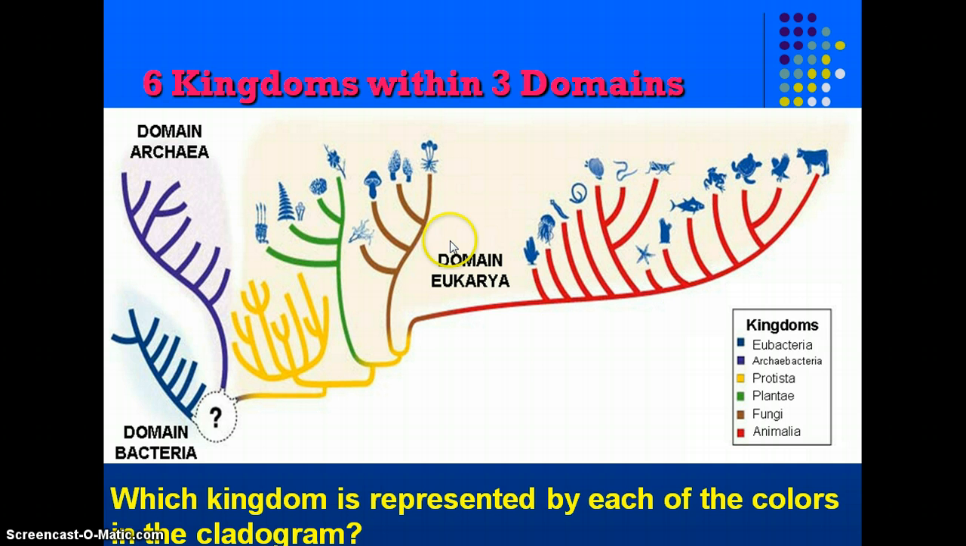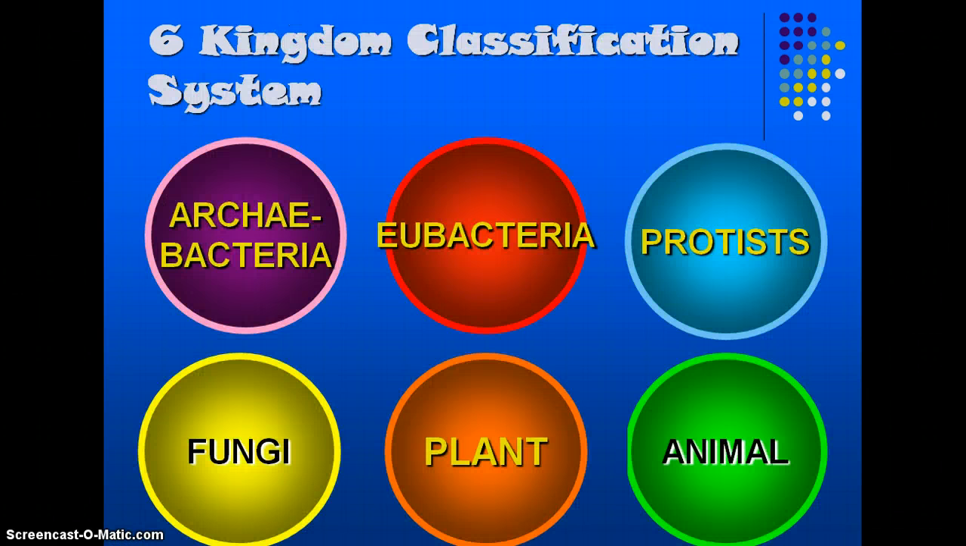And they are all grouped together in the domain eukarya because they are eukaryotic, which, let me remind you, means it has a nucleus and membrane-bound organelles. The domain archaea and bacteria do not have a nucleus or membrane-bound organelles. So we do have 6 kingdoms now. Used to be 5, now we use 6. Archaebacteria, eubacteria, protists, fungi, plant, and animal. So I'll be going through each one and identifying some of the main characteristics.